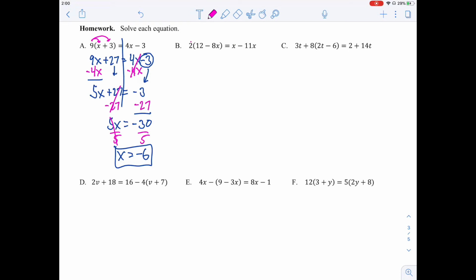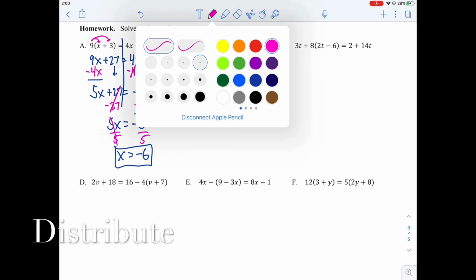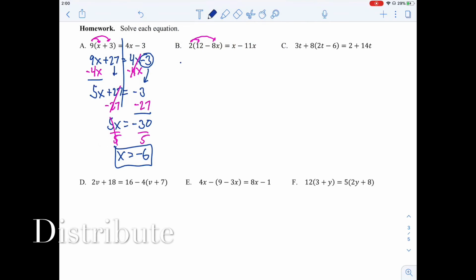We have a parentheses, we distribute 2 to both terms. So we got 2 times 12, 24. 2 times negative 8x, right? That's a negative 8x right there. So 2 times negative 8, negative 16 with the x. Negative 16x equals, bring everything down.